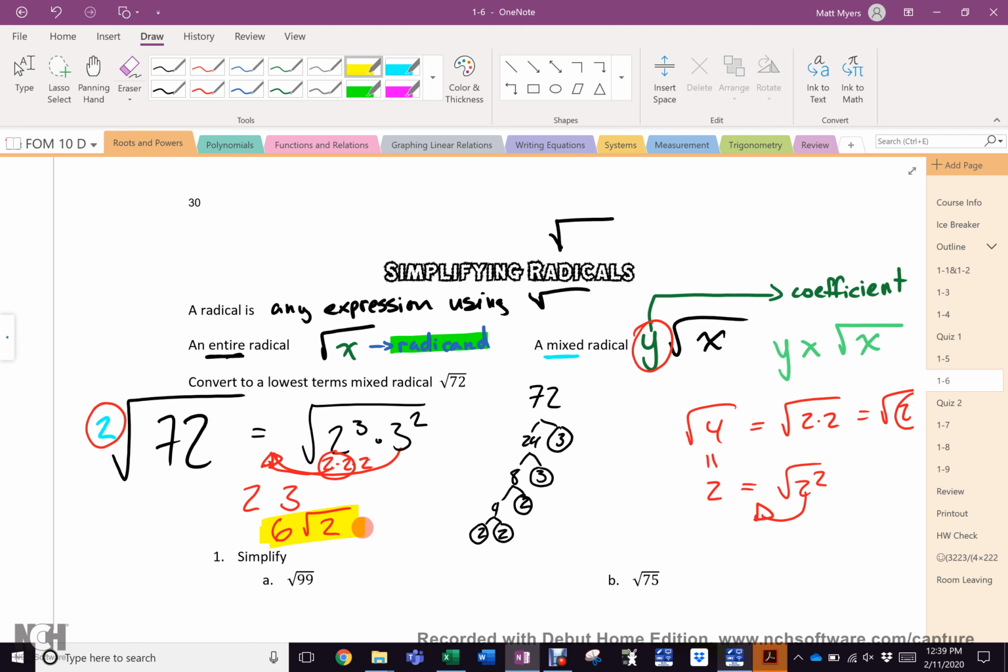That is the longest way possible to do these questions. We are going to do A and B the longest way possible. Then I'm going to let you in on a secret that will make your life much, much easier.